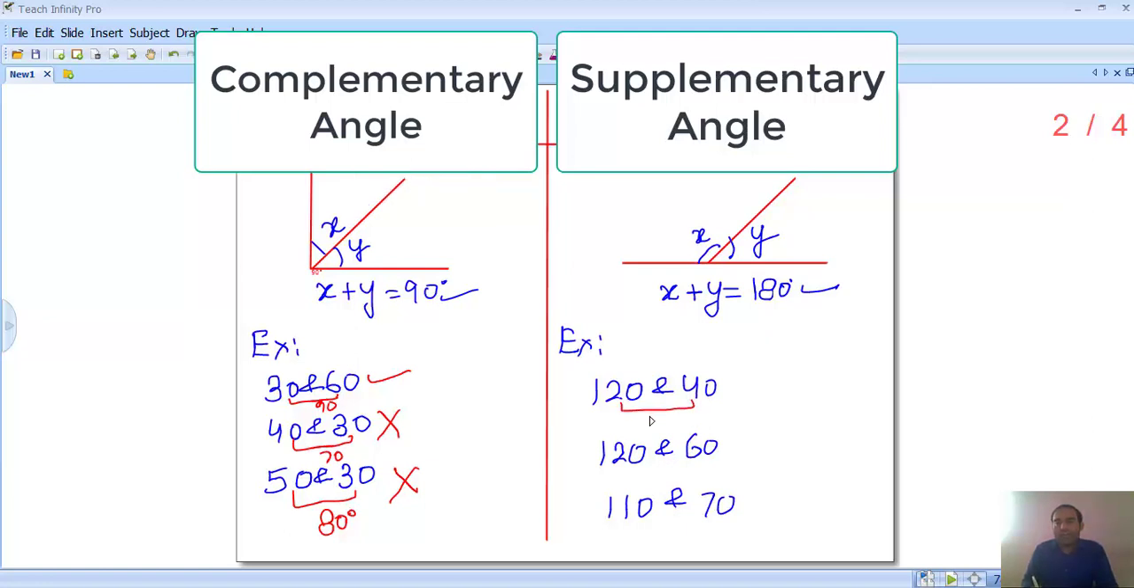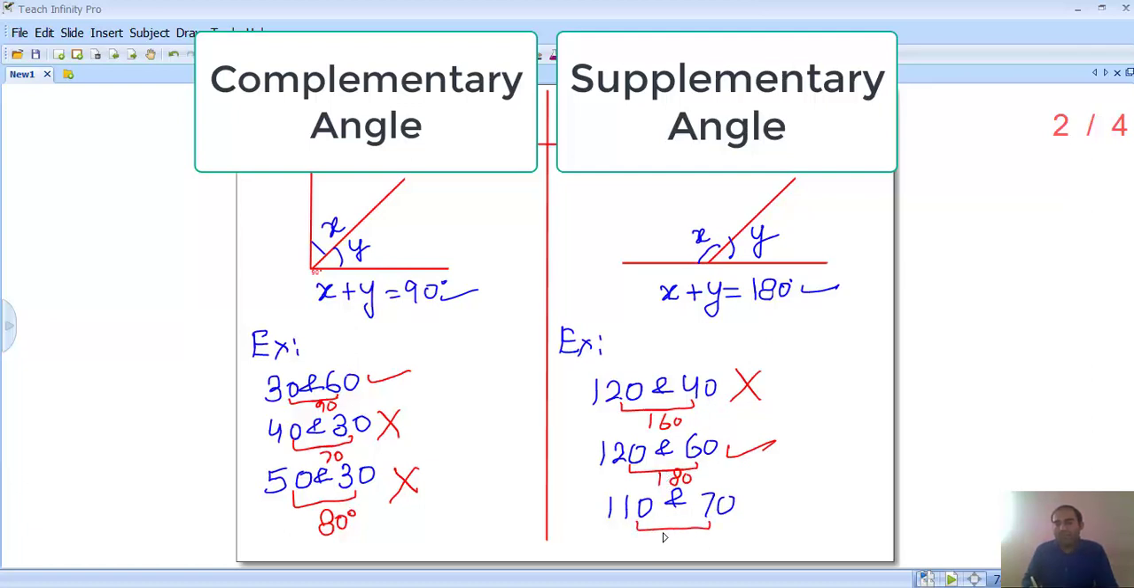120 and 40, 160. The sum is not 180. So these angles are not supplementary angles. 120 and 60. The sum is 180. Okay, that means they are supplementary angles.